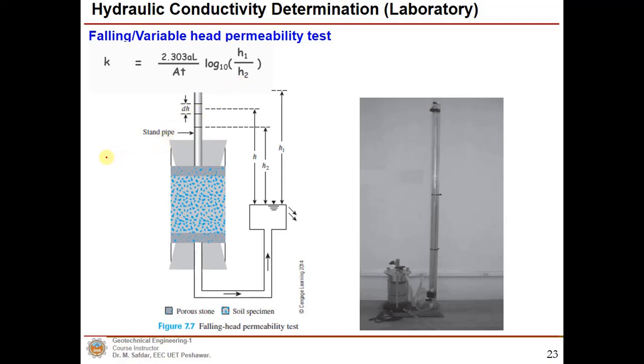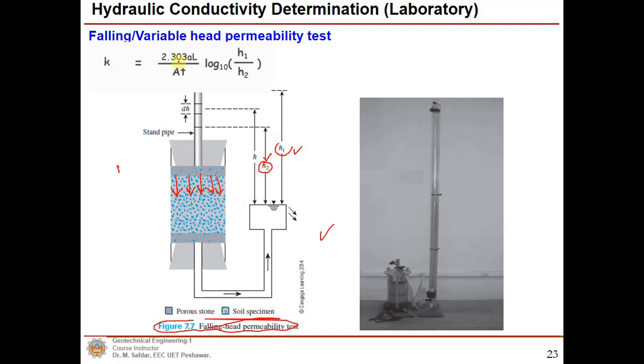Now a typical arrangement of the falling head permeability test is shown here. Now the initial head difference H1 at time t is equal to 0 is recorded and water is allowed to flow through the soil specimen, such that the final head difference at time t is equal to t, and the head will be H2.